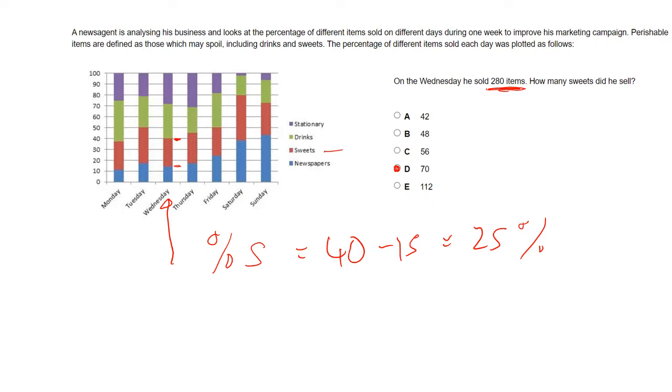If your mental arithmetic isn't that quick or isn't that reliable, then don't try and do it. Just plunge in and do it on the calculator. That's just up to you. But 25% of 280 is 70, so that was the right answer. Okay, let's look at the next one.